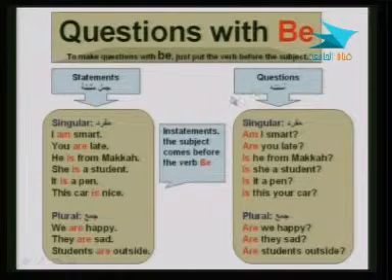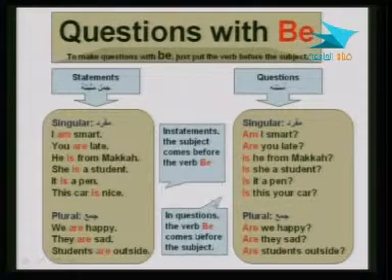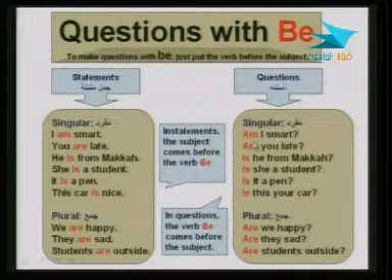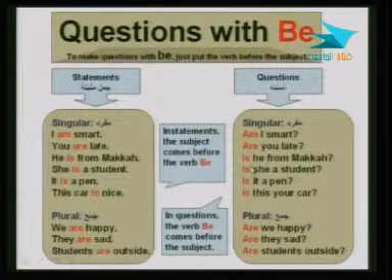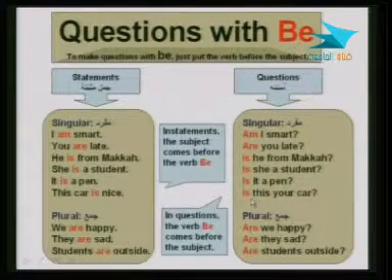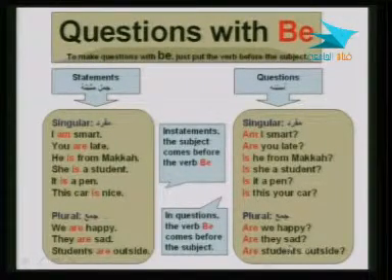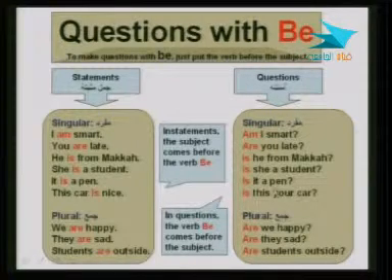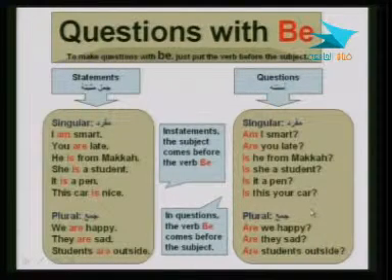Okay? Now, for questions, what happens is that we put the verb be at the beginning. So in questions, the verb be comes before the subject, and it is here in red color. Am I smart? Are you late? Is he from Mecca? Is she a student? Is it a pen? Is this your car? Are we happy? Are they sad? Are students outside? All of these are questions in singular and in plural form.